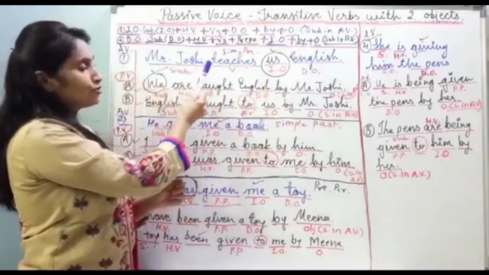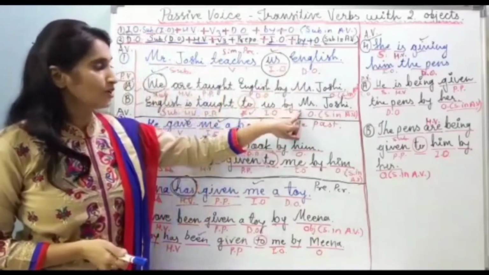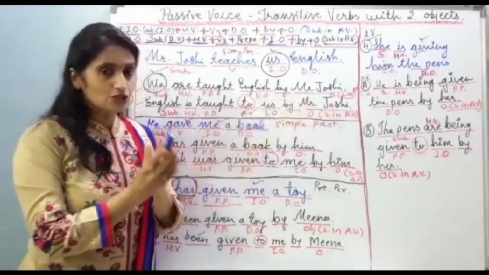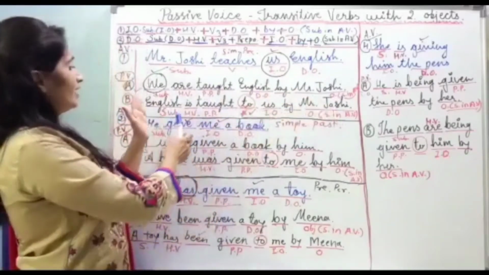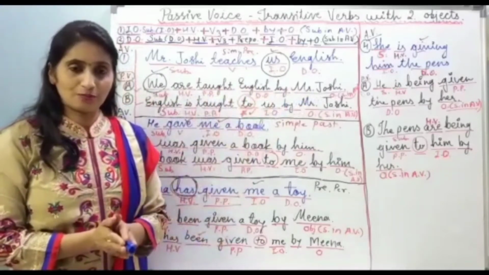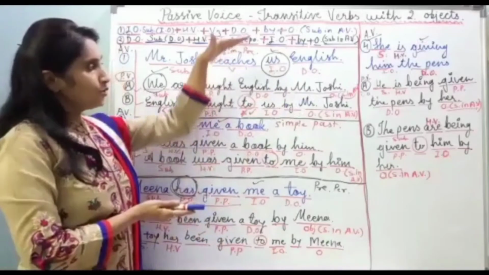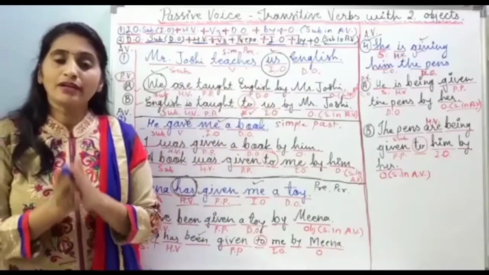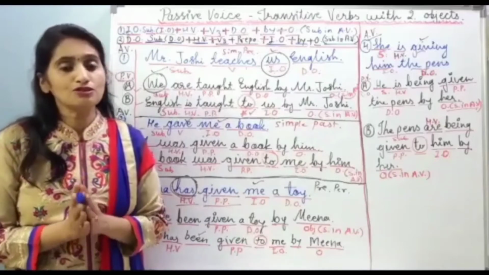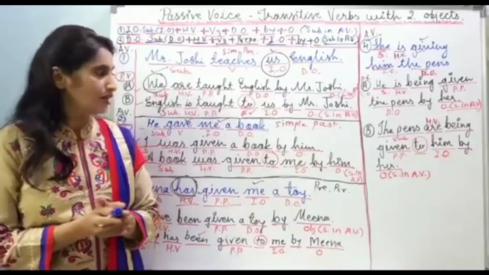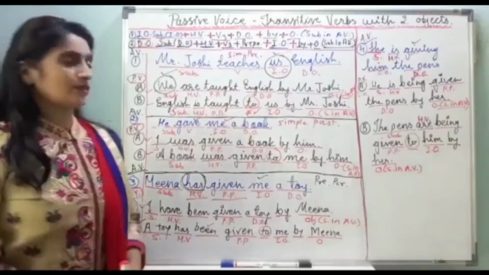In this sentence, Mr. Joshi is the subject and so it becomes the object here in passive voice. So the conversion of the sentence is English is taught to us by Mr. Joshi. In this way, you can convert the sentence in two ways. We can convert the sentence without changing meaning and tense. I hope that this is clear.